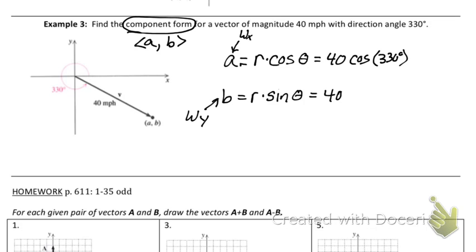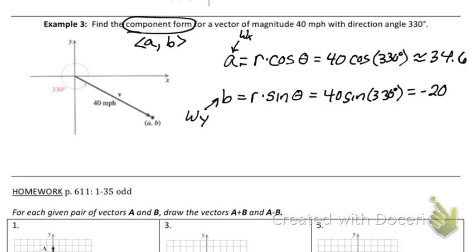Here, once again, our magnitude is 40. This time we use sine of 330 degrees. The only one to remember is this one is -20. I don't remember the other one. Let me walk over there and get it. The other one is going to be 34.6. If I just did this, I lose half a point.